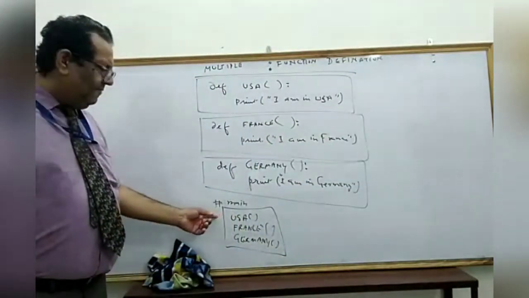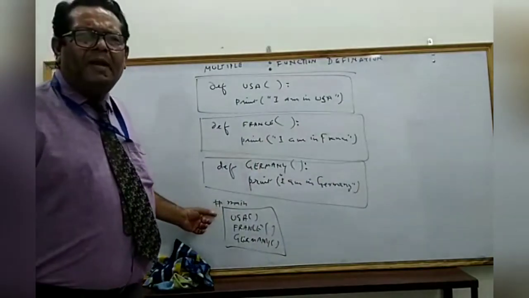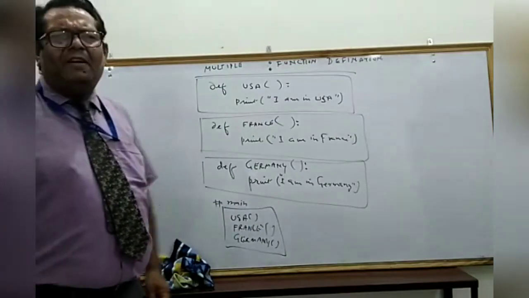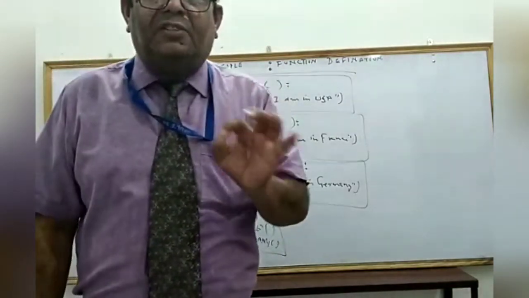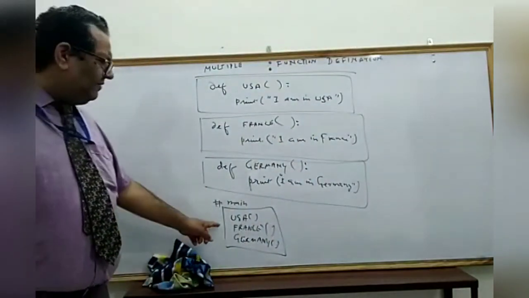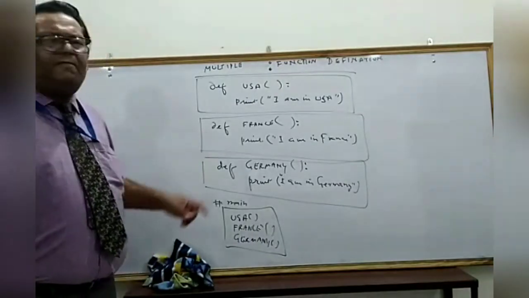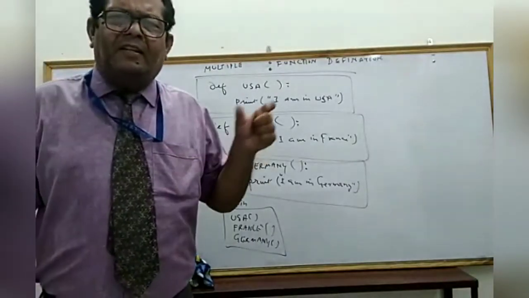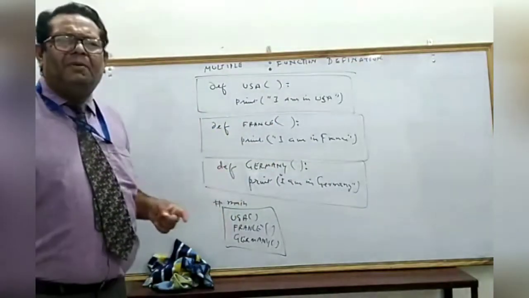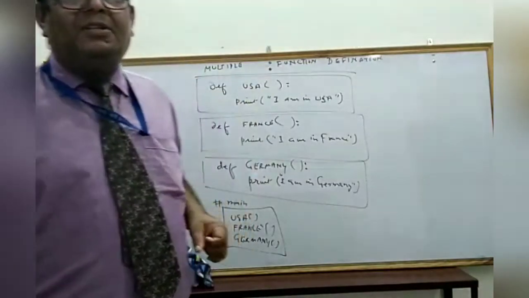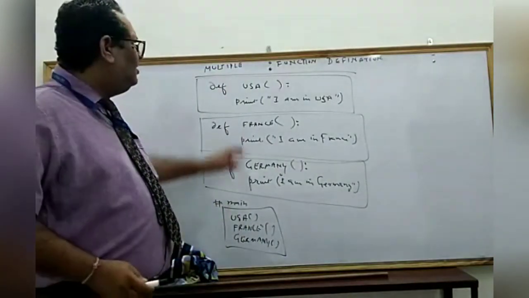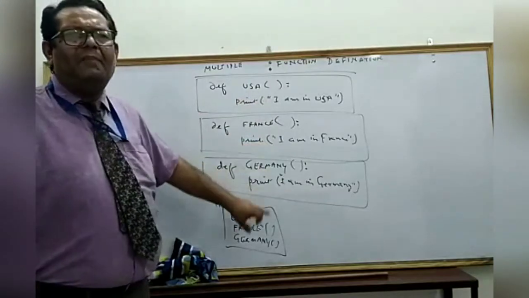So what will happen? As you know, first of all the controller will go to main, and from main you will see a function call to USA. So the first function that will get executed is USA. When the function USA is called first from main, you will get a message on the screen that I am in USA. Afterwards, the next function is France. So now the function France will get executed and you will get the result that I am in France. And the third function call is Germany. So now the function Germany will get executed and you will get the result that I am in Germany. So the result you will get in this program is: I am in USA, I am in France, and I am in Germany.